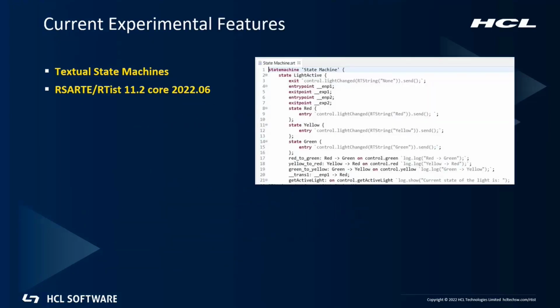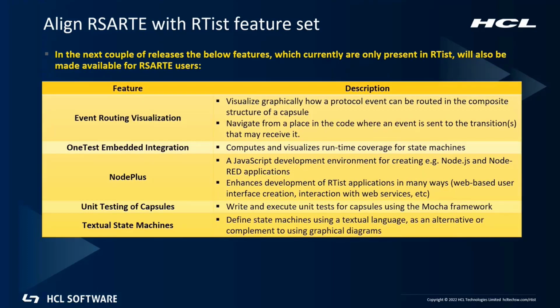Here is a list of the current experimental features we have. We have the text-to-state machines, and also this new core release is experimental. Then there is some news around the features that currently only exist in RTist and not in RCRT. Like I mentioned for Node Plus, we will start with making this available for RCRT users in the next sprint, and this will eventually happen for all of these features. It will take a little while, but by the end of this year, we hope that all of these features that currently are only in RTist will also be in RCRT.